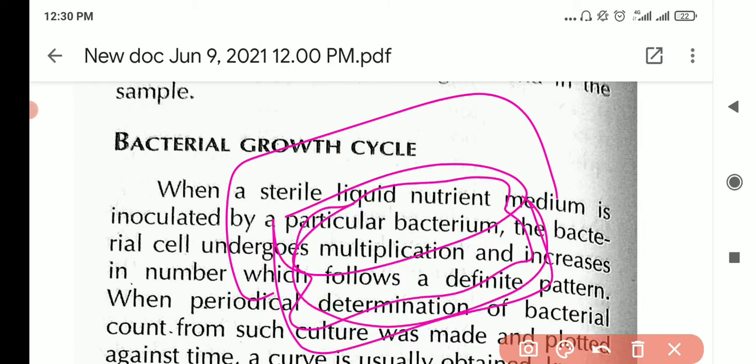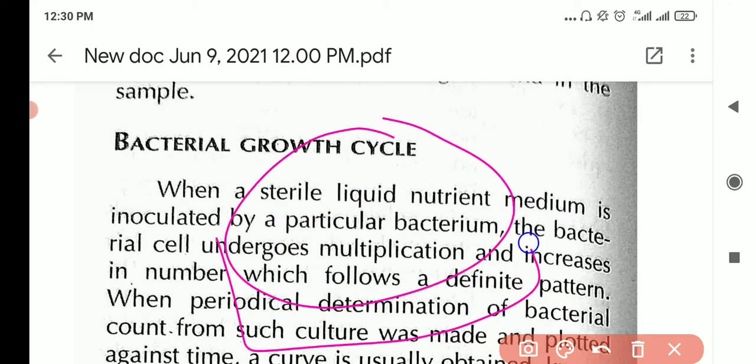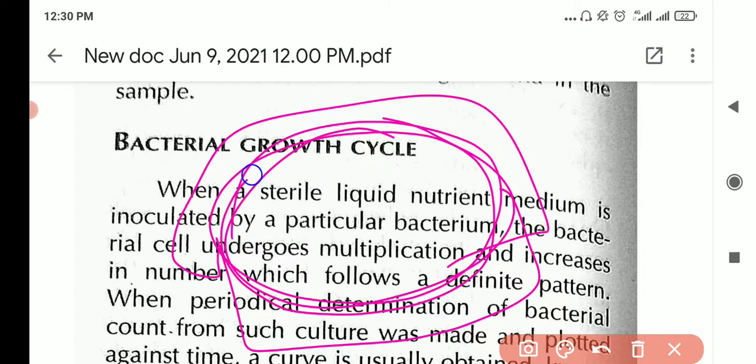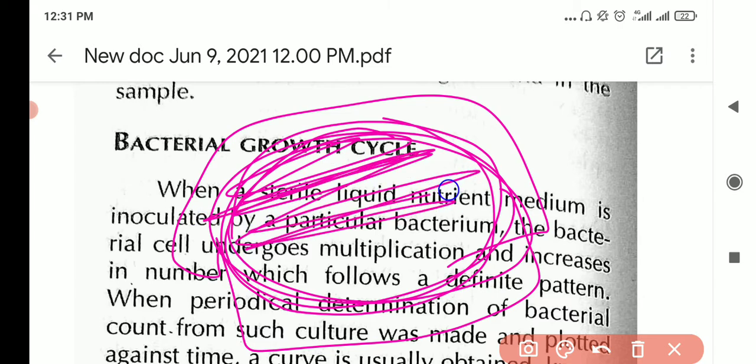Then what did you do? You left it again another 2 weeks, another 3 weeks. It's already full. So in maybe 2 weeks, it was already full. There was no more space for the bacteria to grow. It's already full. Then what happens?